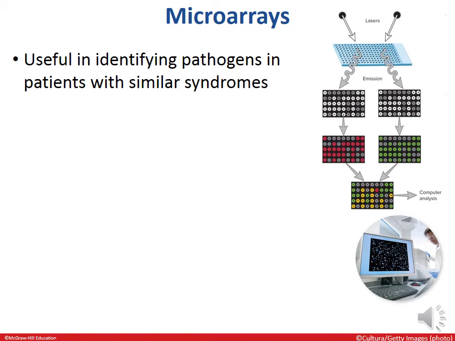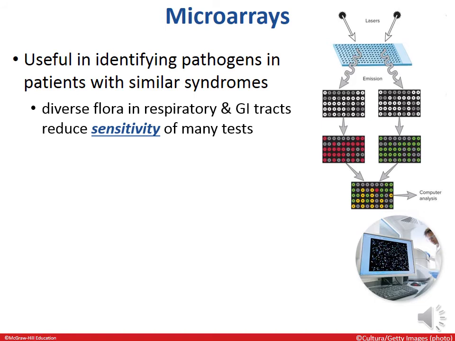So in some cases, we have symptoms that are similar across many different diseases, especially when it comes to respiratory or GI diseases. And because there are so many normal microorganisms that live in both of those areas of the body, most of the tests we have are not sensitive enough. And so this genetics test called a microarray can help parse out a particular pathogen that's present in either sputum or stool samples.